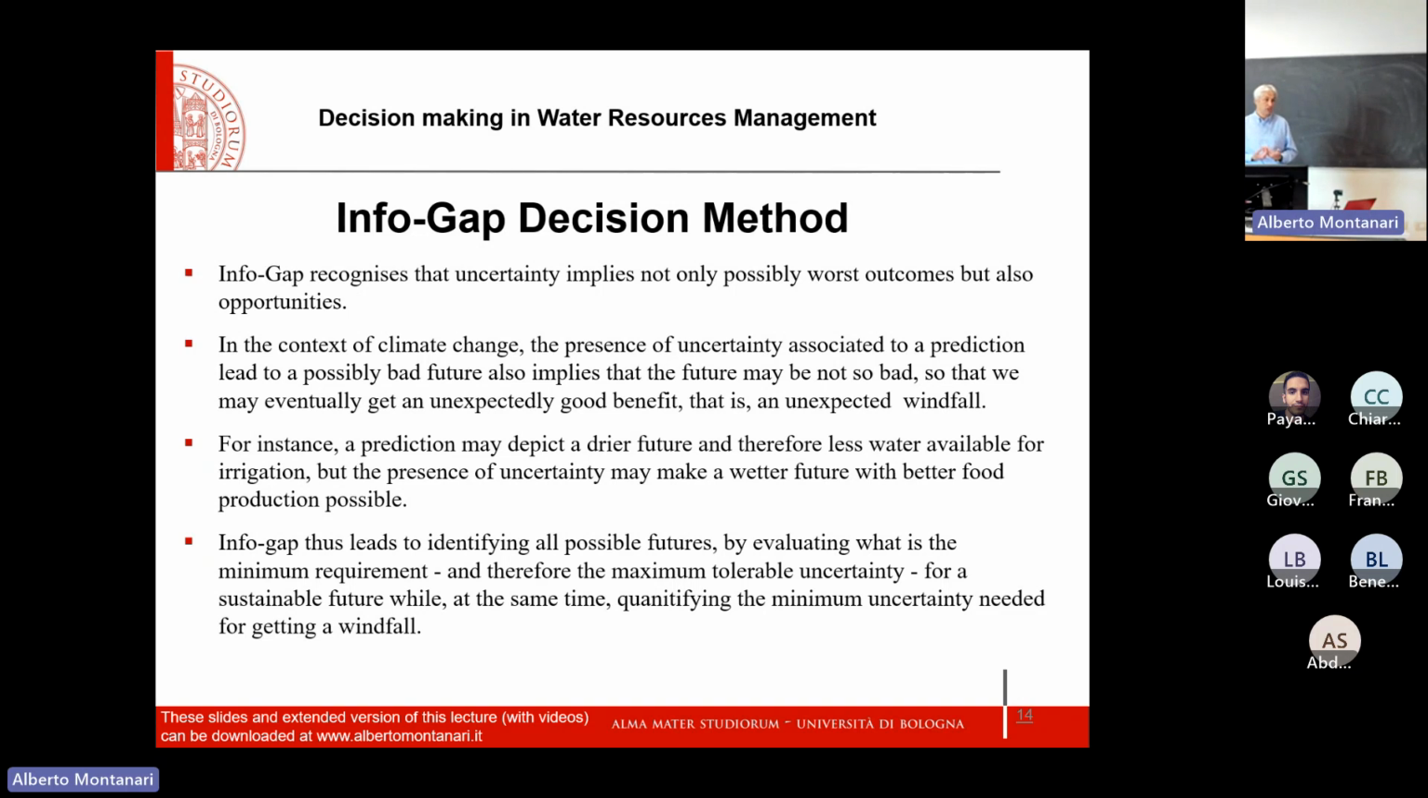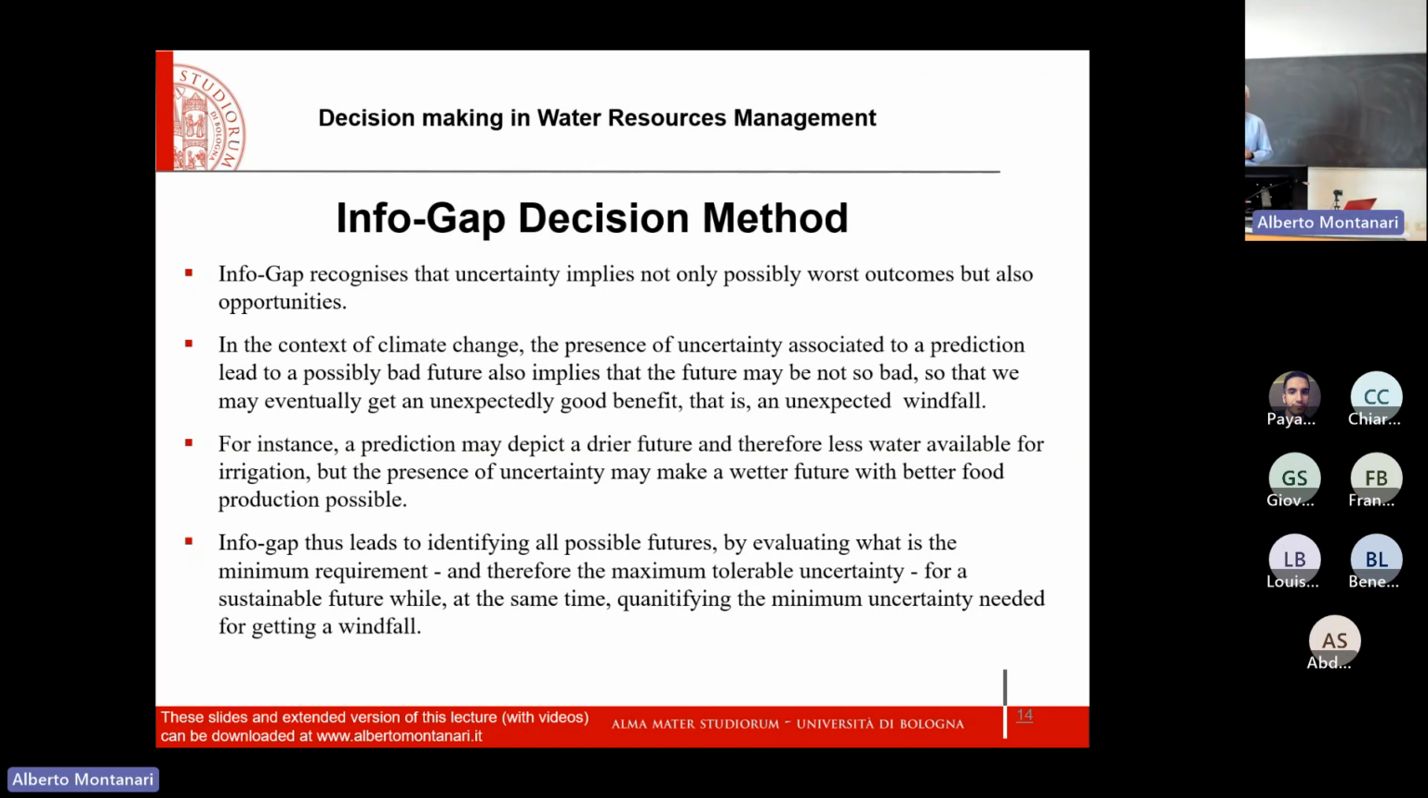So I have climate predictions. There is uncertainty. Uncertainty means that it could be worse than that, but it could be better. So we may eventually get a windfall. Okay. So I start giving an example here. Third bullet point. For instance, a prediction may depict a drier future in terms of water. Okay. And therefore less water available for irrigation. But the presence of uncertainty means that in the future I may have also more water available for irrigation.